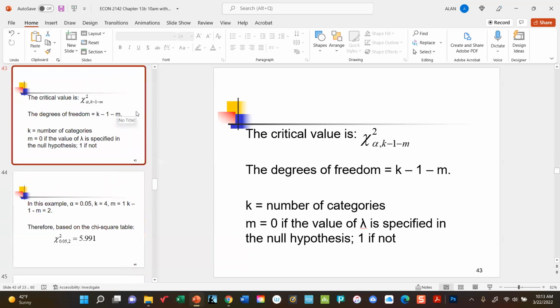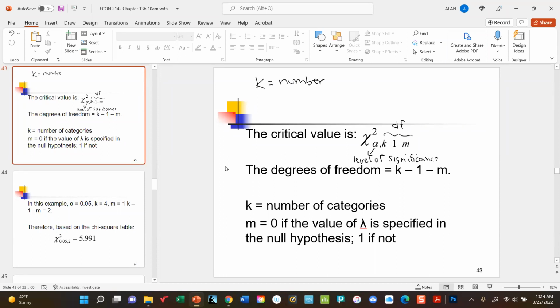The critical value is a little interesting. Here's what it looks like. Now, for the chi-square distribution, because we have the square here, we need both the alpha, which of course is our level of significance, and then down here we have our degrees of freedom. Because remember with the chi-square distribution, the entire distribution is characterized by the degrees of freedom. Now, what do these letters represent? K is the number of categories.